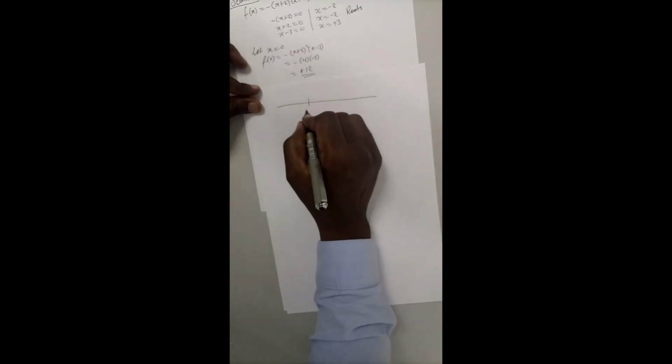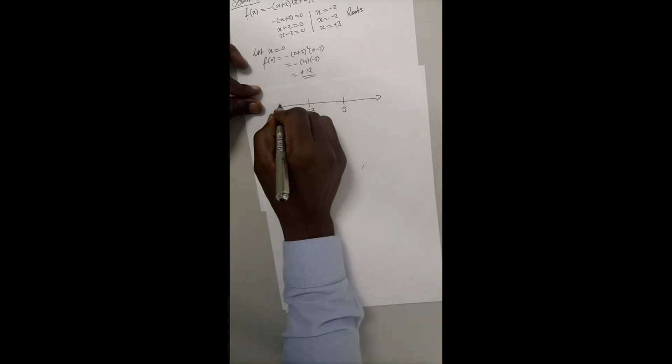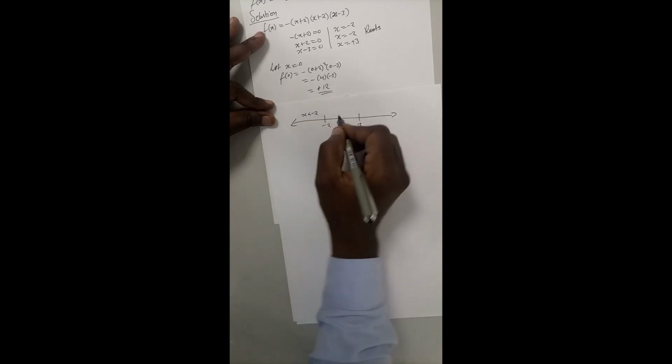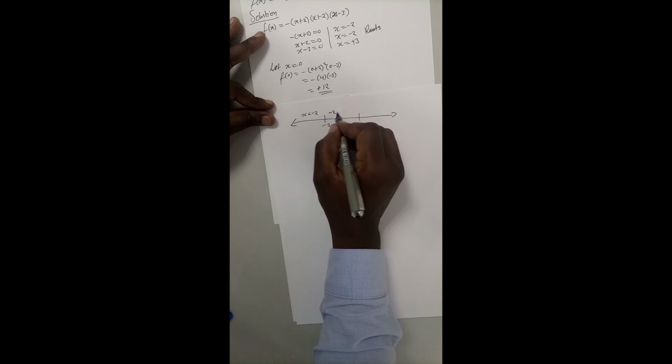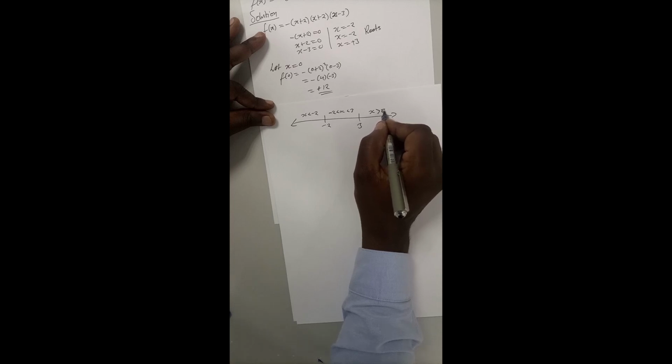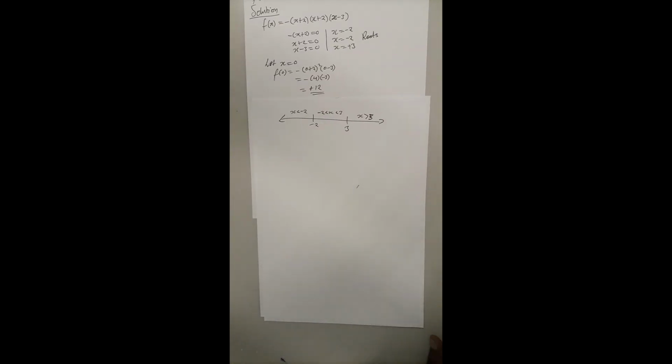So what you do is you run a test. You put your roots on the number line from -2 to 3. Then you determine the nature of the graph for values less than -2, for values of x between -2 and 3, and for values of x more than 3. We find whether the function will be positive or negative. When the function is negative, the graph is below the x-axis. When the function is positive, the graph is passing above the x-axis.